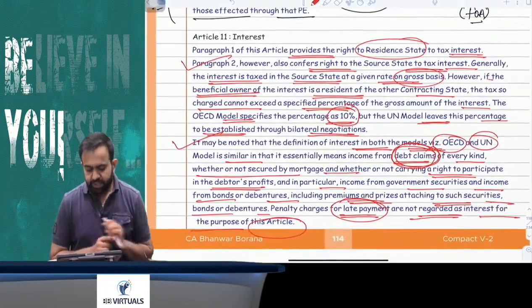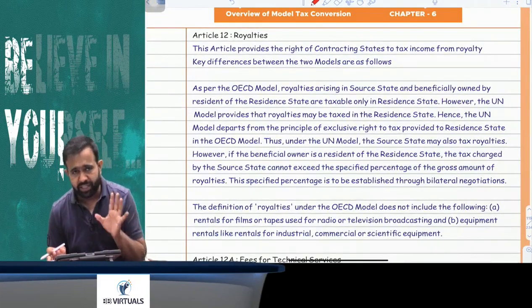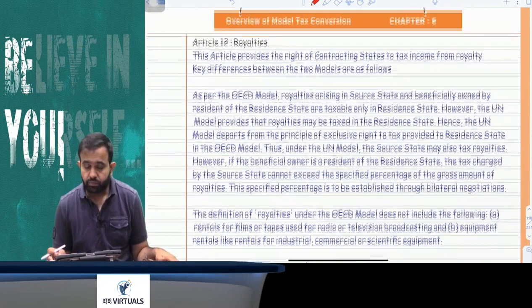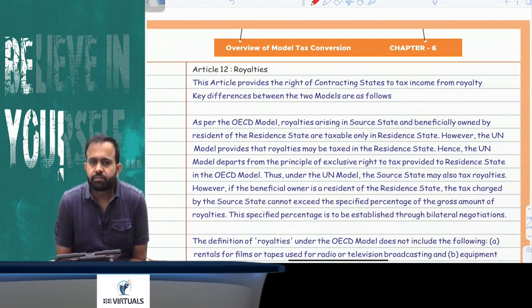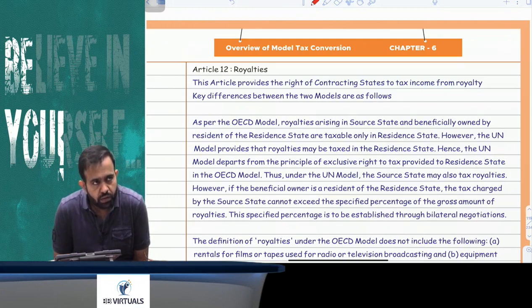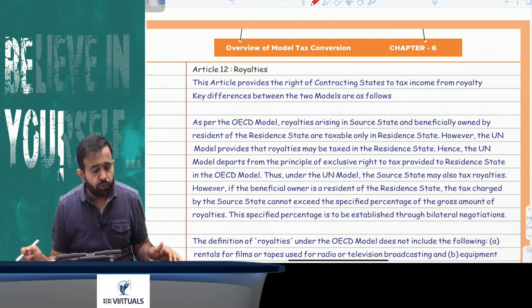Next part. Next article is royalty. Now here you have to remember one thing, very interesting. Pay attention. Same way on royalty, who will charge the tax? So guys, royalty income, always the resident country will charge the tax, no problem.